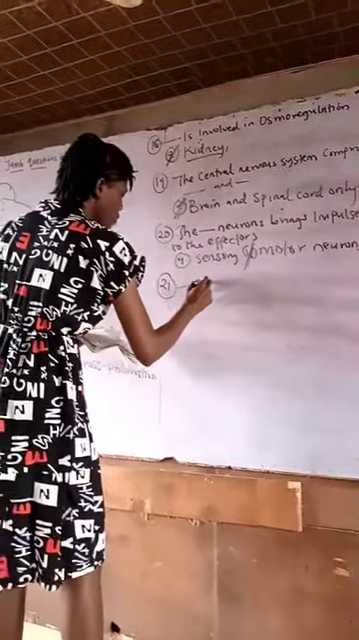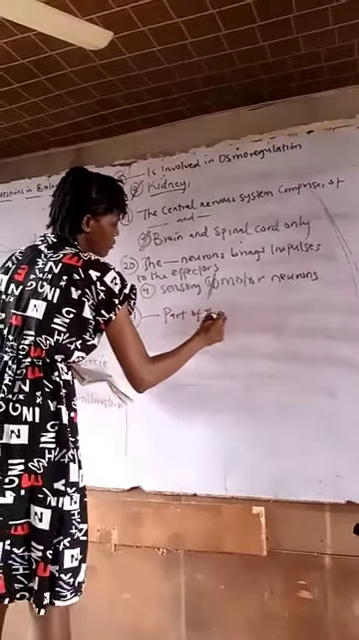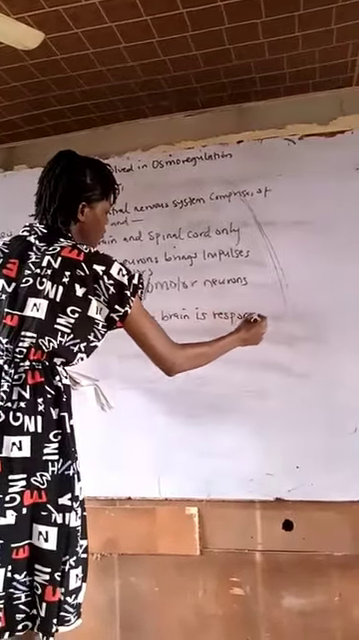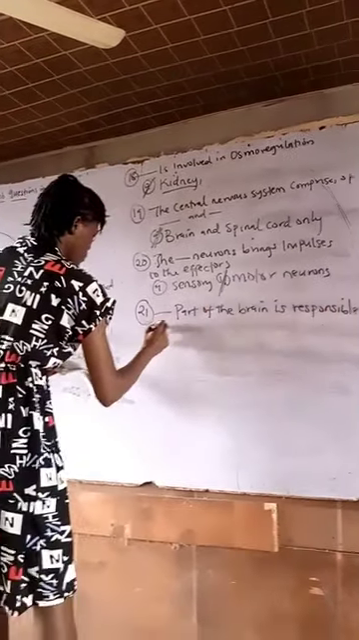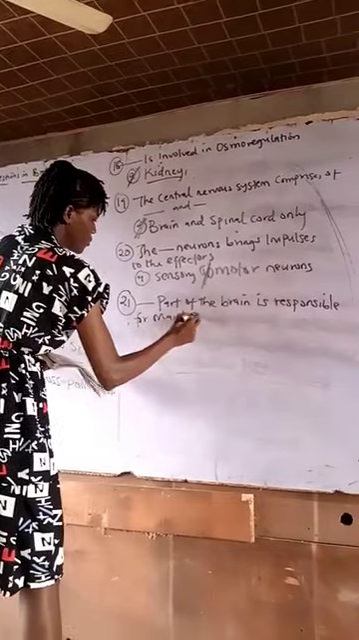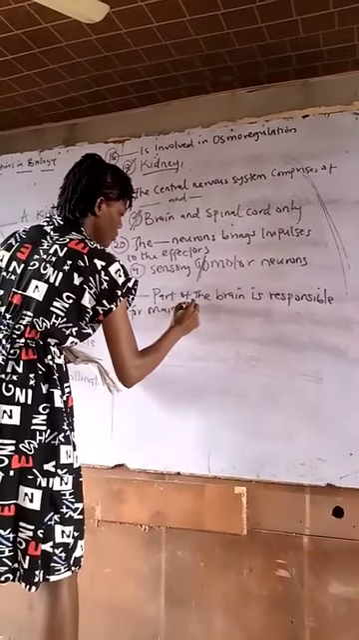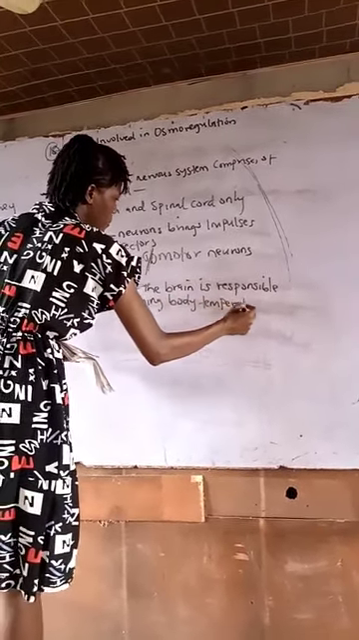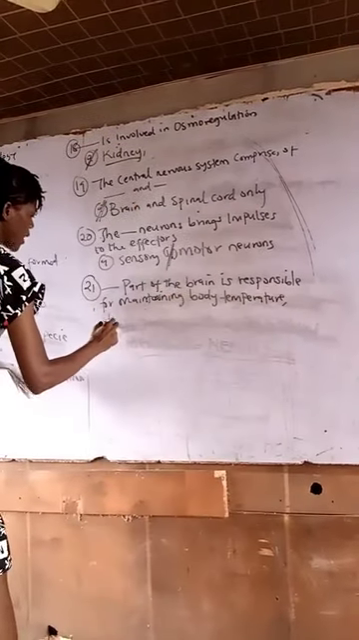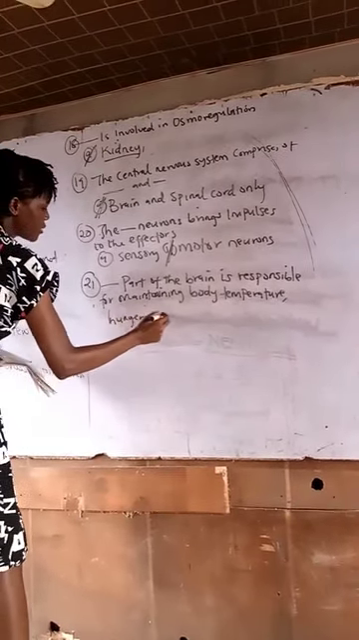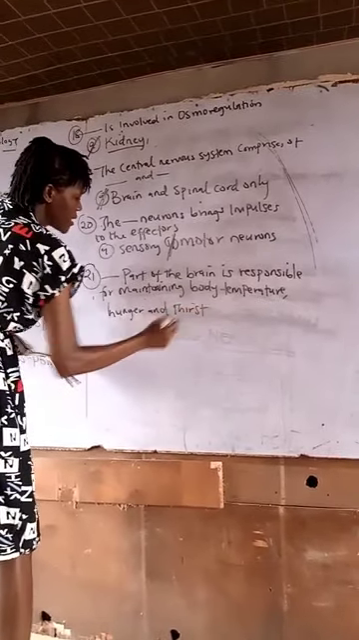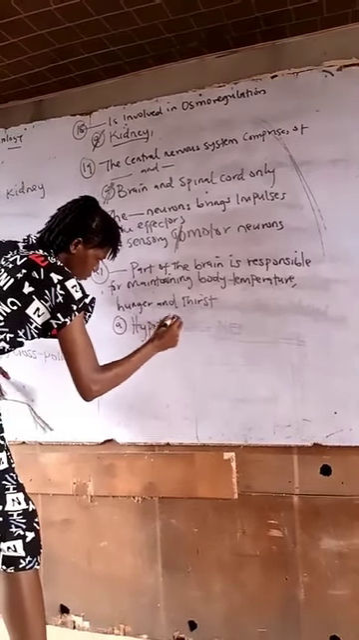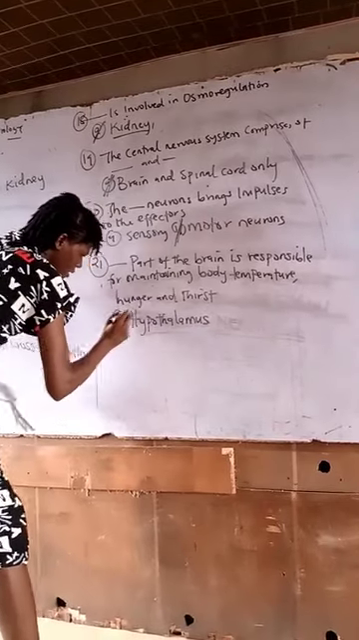The next question, maybe 22. It says dash part of the brain is responsible for maintaining body temperature, hunger and thirst. Please, the answer is what? The hypothalamus. Okay, this is the answer, the hypothalamus.